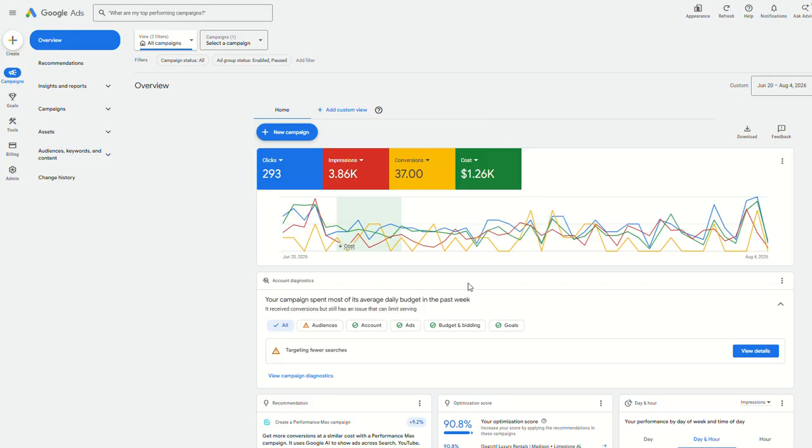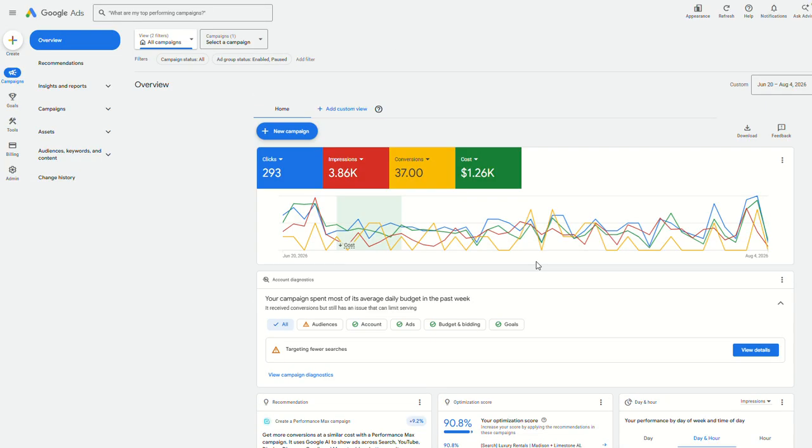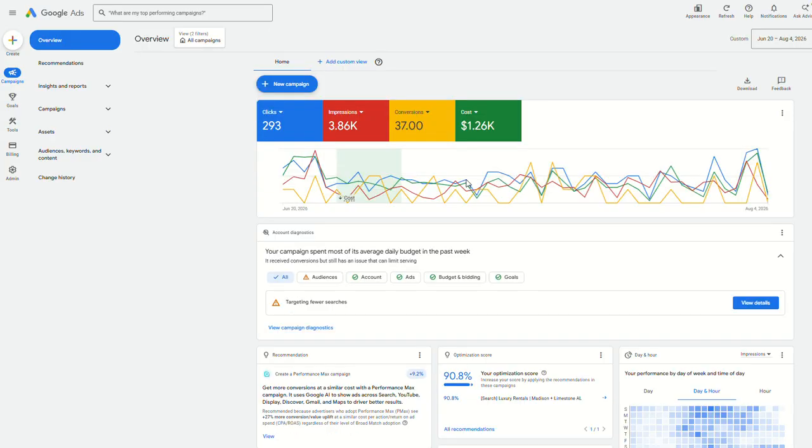So this is the actual Google Ad campaign, which is already here. And we are targeting the Madison and Limestone County, Alabama market. The campaign is focused specifically on rental properties. The campaign generated 3,860 impressions and 293 clicks. That gives us a click-through rate of roughly 6.7%. And we spent $1,260 during this period. So that's the big number.